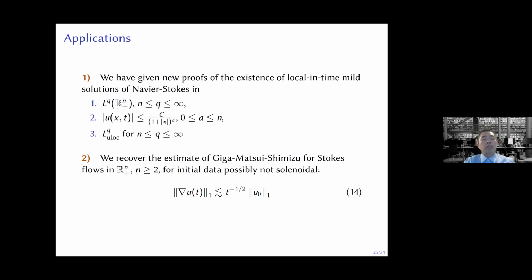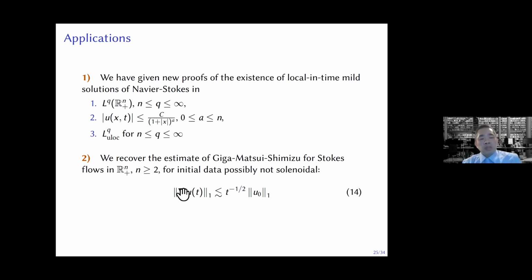And now we talk about applications. So first, we'll give new proofs of the existence of mild solutions, local in time mild solutions in these three classes. The first one is the classical Lq, for q from n up to infinity. The second one is in this pointwise weighted bound. The third one is in Lq uniform local for q greater than n up to infinity.